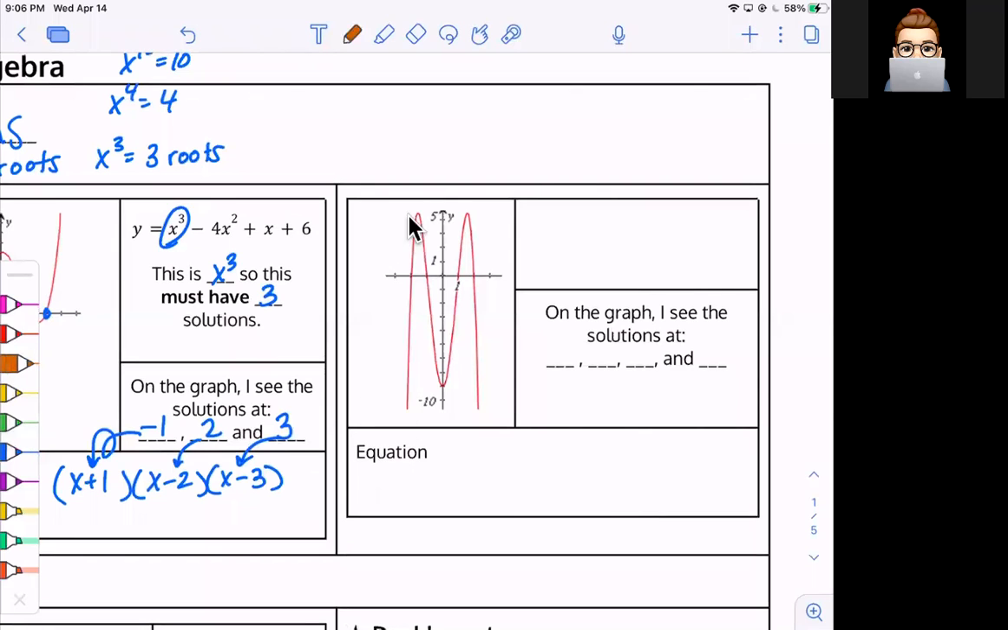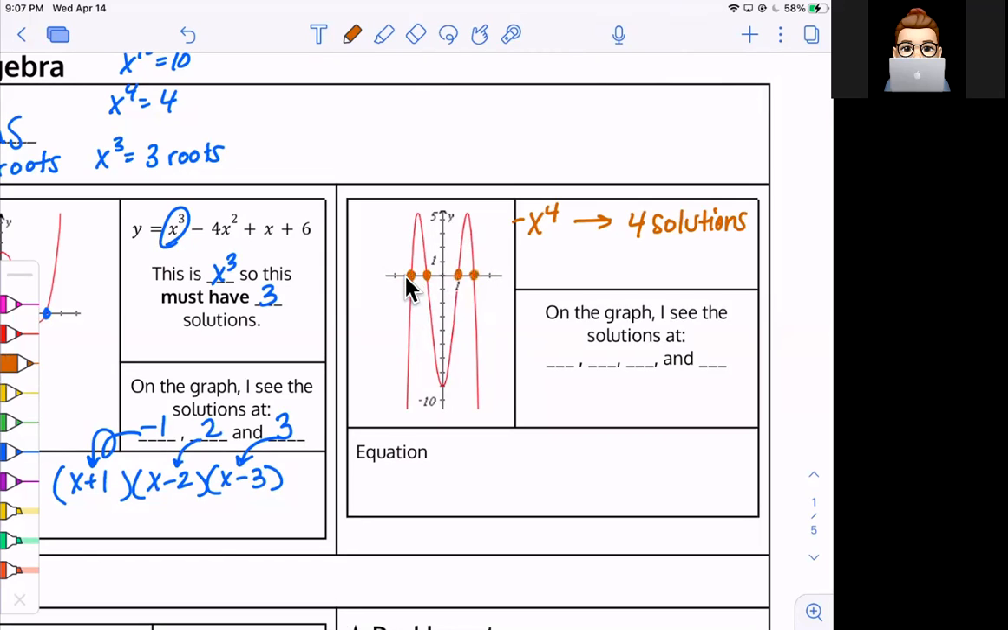All right, so we have a quartic here. I know that that is x to the fourth, based on its shape, the M shape, technically negative x to the fourth, but that doesn't actually matter in this case. So since it is x to the fourth, it's going to have 4 solutions, or 4 roots, 4 things on the x-axis. So we see this one here, 1, 2, 3, and 4.